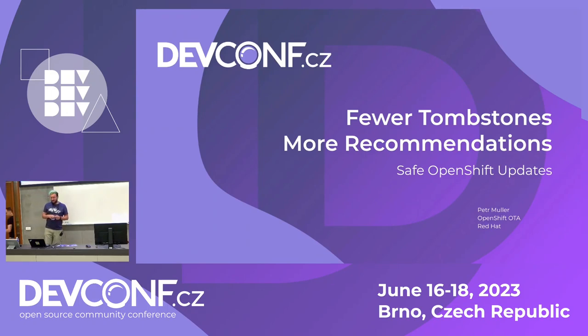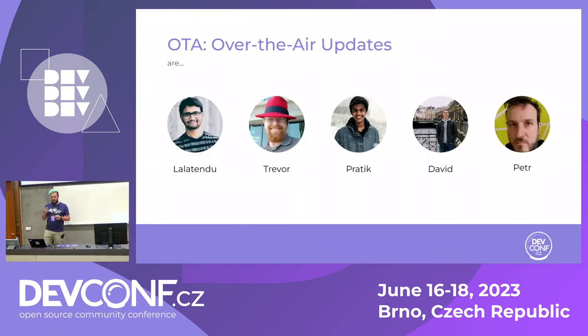My name is Petr, and I work for Red Hat as a member of the OpenShift OTA team, which is a little cryptic shortcut for over-the-air updates. So we are speaking about ourselves more like about the updates team. I don't really know why we still keep the over-the-air, because that's mostly irrelevant. We have five wonderful people, my colleagues, and we basically own the whole update experience in OpenShift.